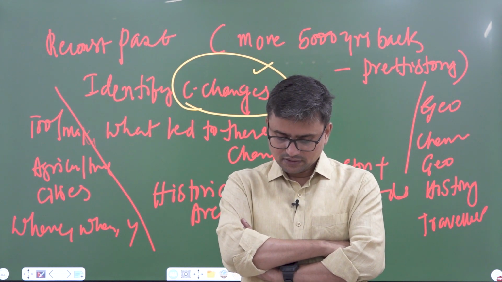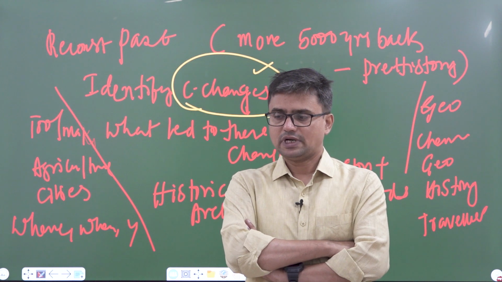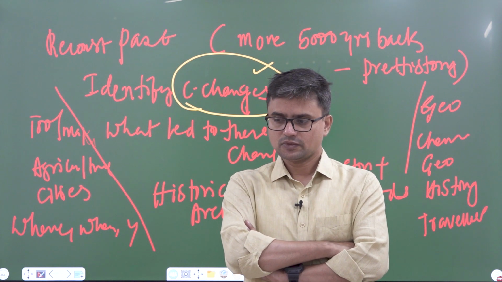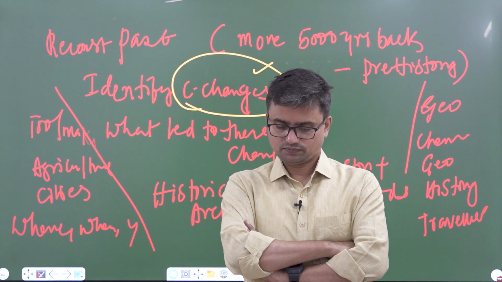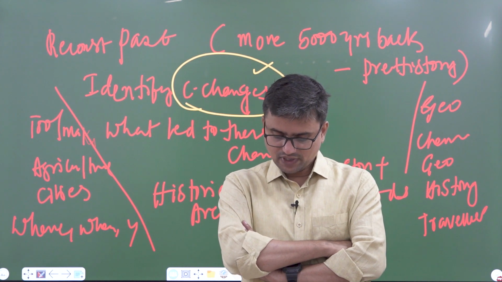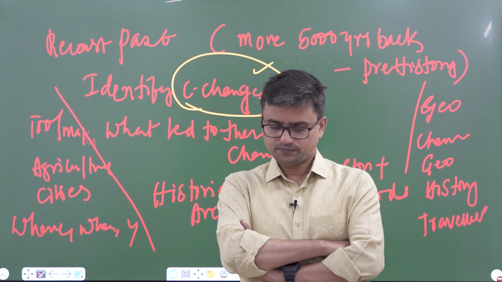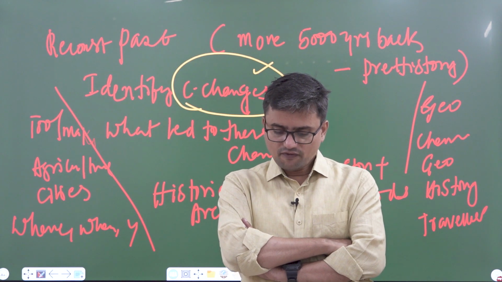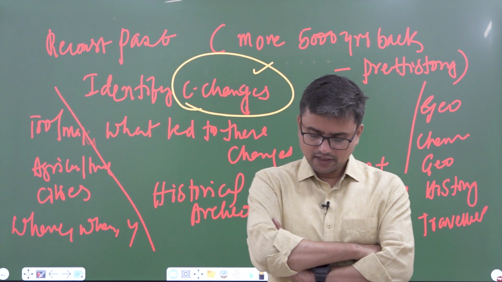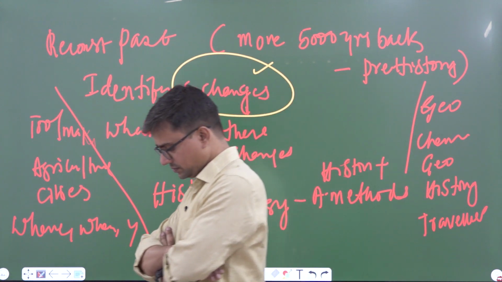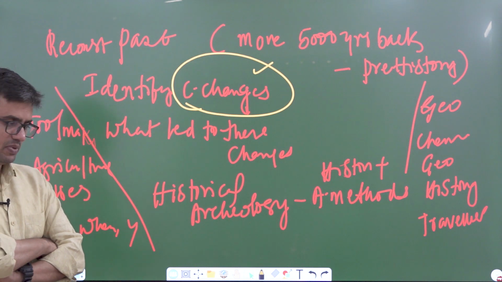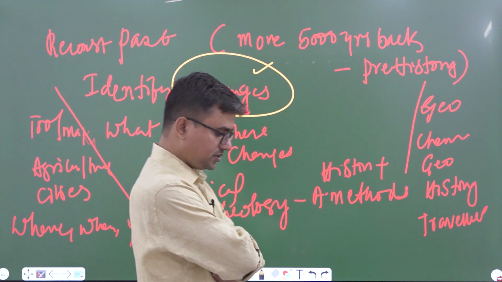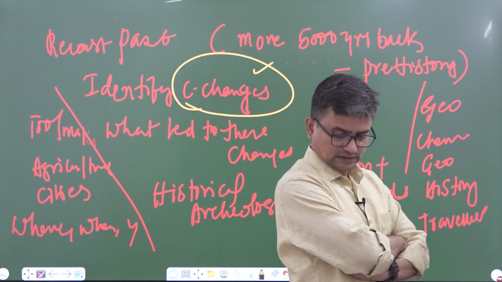When, where and why did agriculture first develop? When, where and why did people first begin to live in cities?